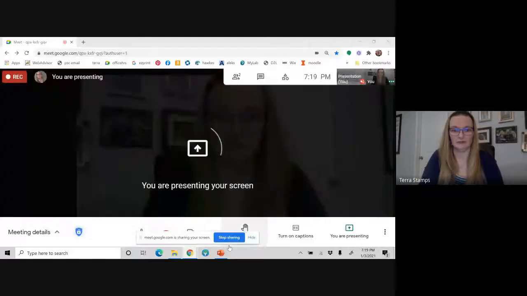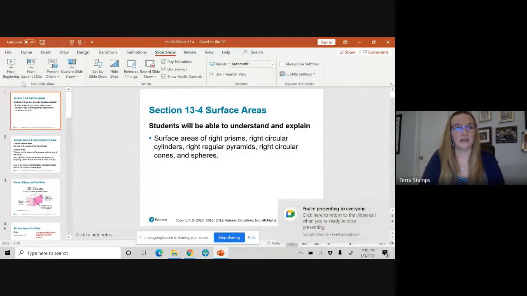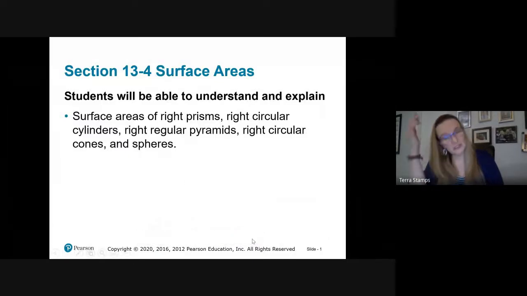This is going to be section 13.4. This is on surface area. Okie dokie, let's get into it. So this is on surface area. In this section, we're going to talk about the surface area of prisms, cylinders, pyramids, cones, and spheres.